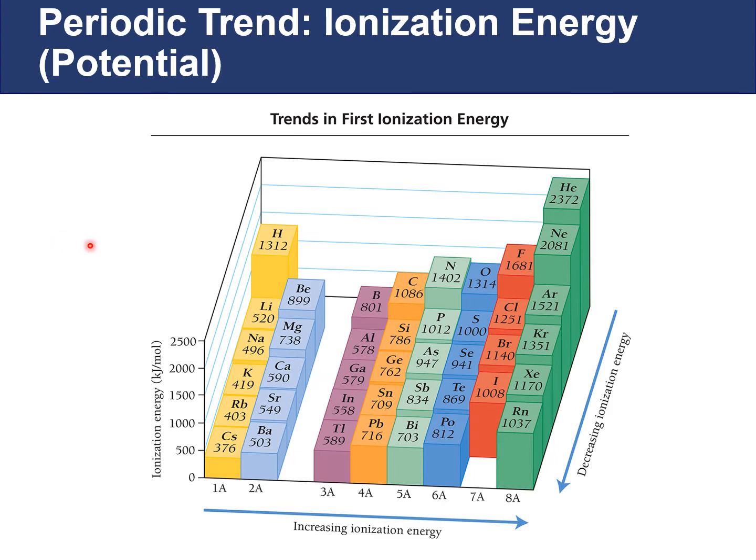Looking at this graphical representation of the first ionization energies, you will notice that the noble gases have very high ionization energies compared to the rest of the atoms, and that the alkali and alkali earth metals have the lowest ionization energy. What this means is that it's very difficult to remove an electron from a noble gas, and much easier to remove an electron from either your alkali or your alkali earth metals.